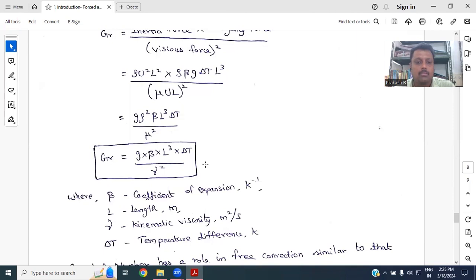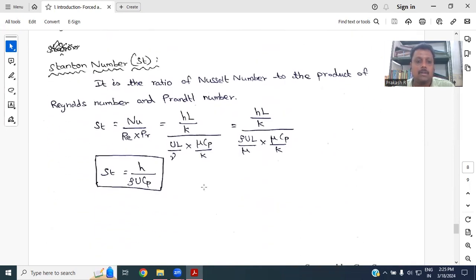When we are solving problems on a circular tube, instead of L we need to substitute a term D, that is the diameter of the tube. Therefore, Gr is equal to g into beta into D cube into delta T divided by gamma square is the equation of the Grashof number when we are solving problems on circular pipes.